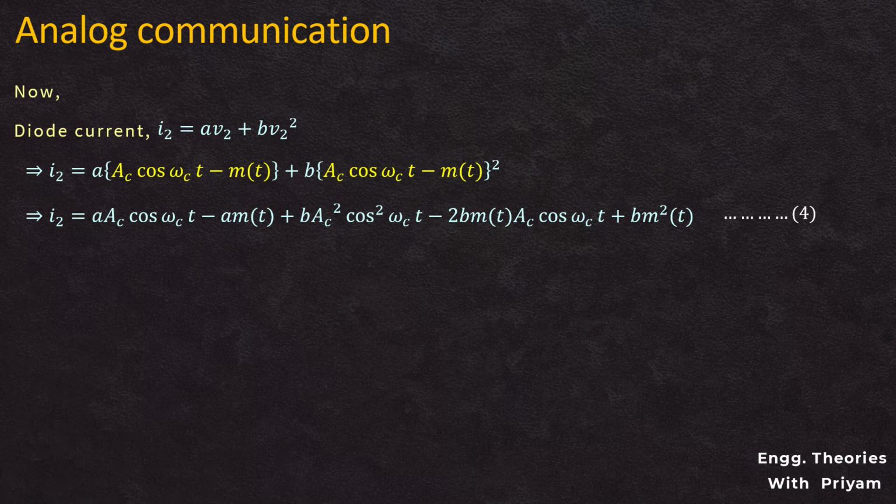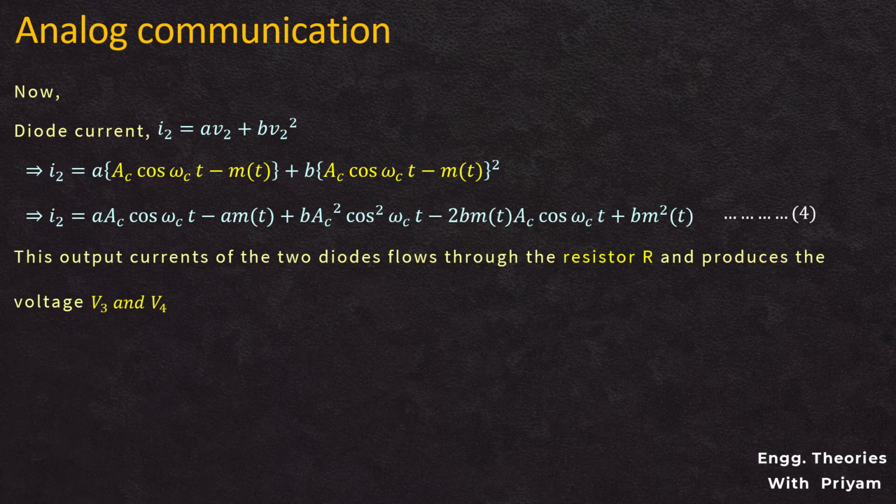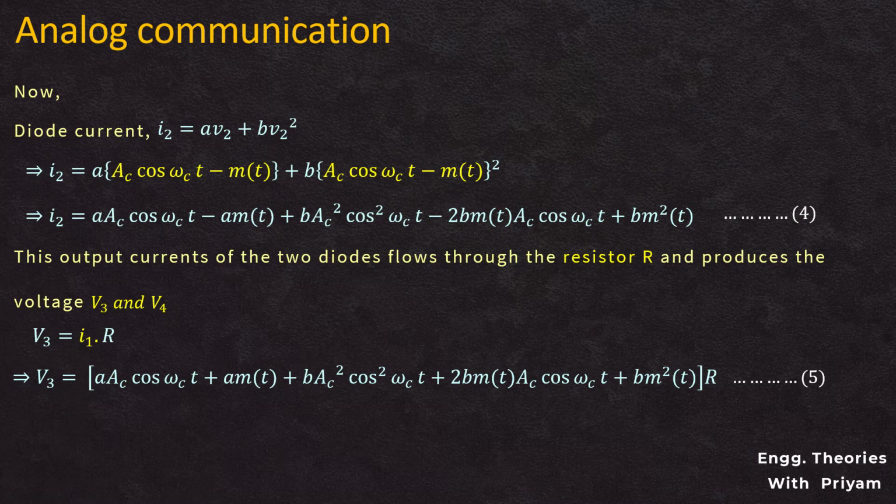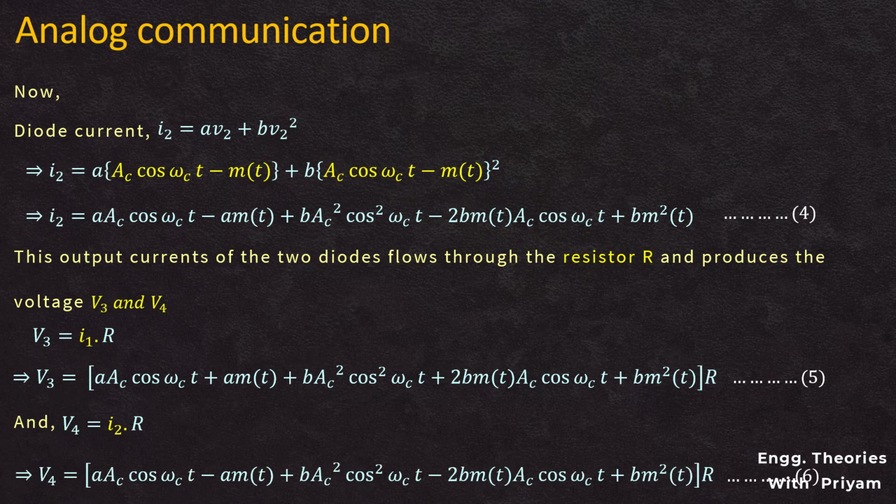The output currents of the two diodes D1 and D2 flow through the resistor R and produce the voltages V3 and V4. So the voltage V3 is equal to the current through the diode D1, or I1, into R, or if we replace the value of I1 from equation number 3, then the equation of voltage V3 looks like this. Identify this equation as equation number 5. Now, the voltage V4 is equal to the diode current through D2, or I2, into R, and if we replace the value of I2 from equation number 4, then the voltage V4 looks like this. Identify this as equation number 6.